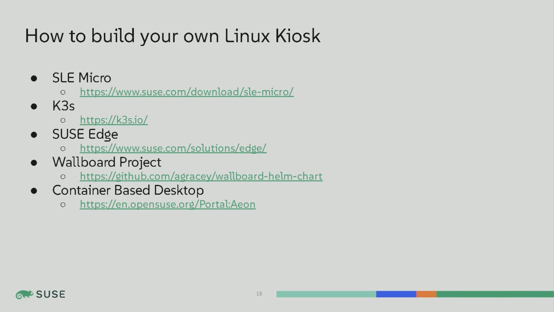Because it's a little more polished than the wallboard project, the wallboard chart. But wallboard was for a specific use case of I need to stand up a single display, a single application. The Aeon project is a desktop where all of the pieces are containers. So that's a great place to start looking at that concept of kiosk window or a GUI as a container sort of design. Questions? I know I've been talking and not giving the option for questions.